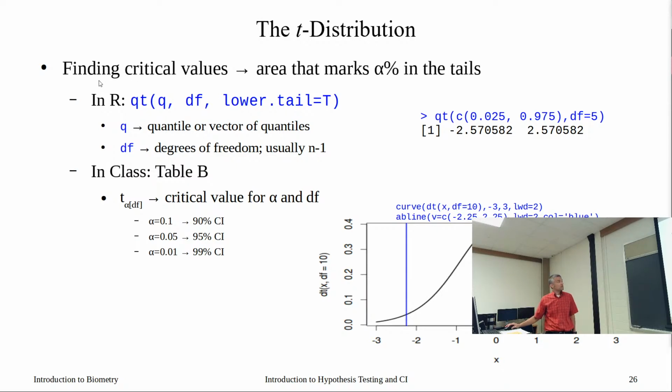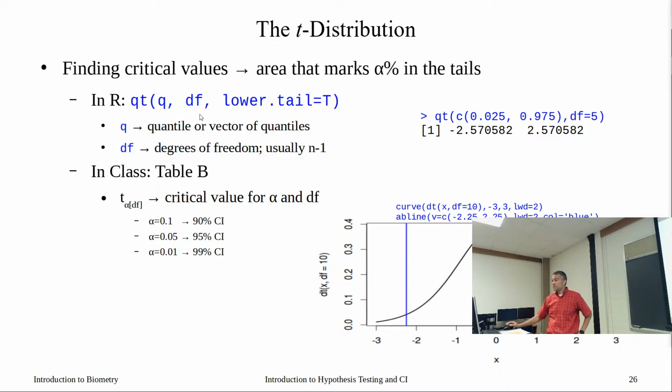So for qt, we give it the quantile or the vector of quantiles that we want. Normally, we're going to want 0.025 and 0.975 because this area gives us 95% of the values between it and then 5% in our tails, 2.5% in each tail. Normally, that's what we're going to go for. But if we wanted 99%, we would use 0.005 and 0.995 because that gives us 99% in the middle, 1% in our tails.